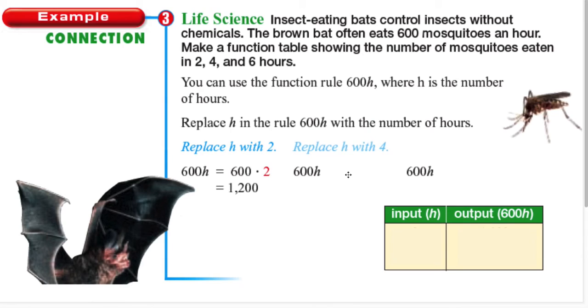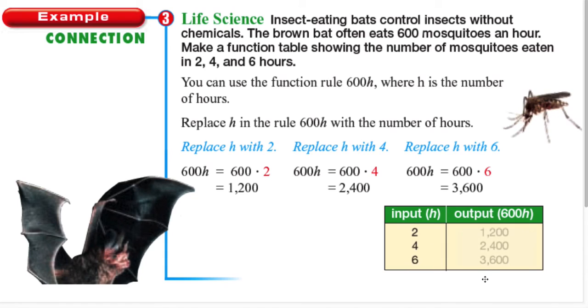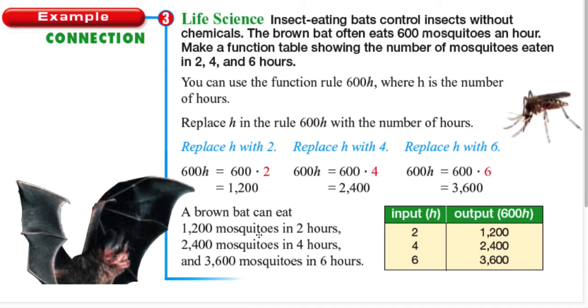If we replace h with 4, it will be 600 times 4. That will give us 2400 mosquitoes. And if we replace h with 6, that would give us 600 times 6, or 3600 mosquitoes. If we put them in our function table, this is how it's going to come out. Therefore, in this case, a brown bat can eat 1200 mosquitoes in 2 hours, 2400 mosquitoes in 4 hours, and 3600 mosquitoes in 6 hours.